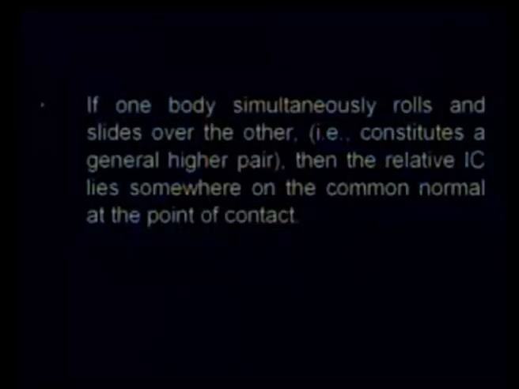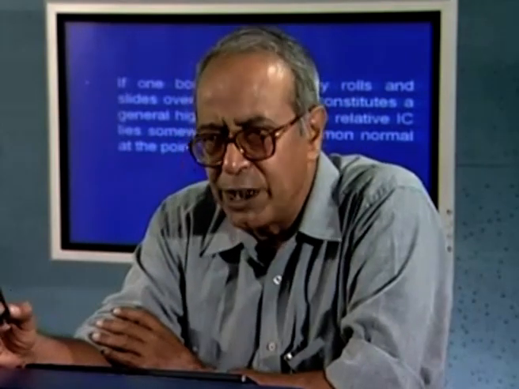But for a general higher pair where slipping is allowed, that means one body simultaneously rolls and slides over the other, when it constitutes a general higher pair, then the relative IC lies somewhere on the common normal at the point of contact. We cannot determine exactly where on this common normal line it will lie, that requires some other information, but we know that it must lie on the common normal at the point of contact.